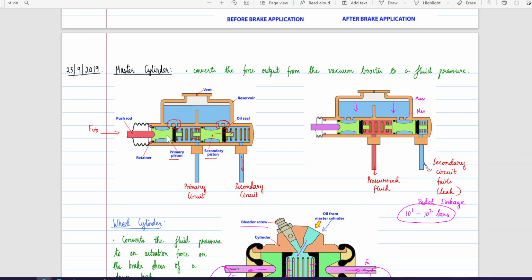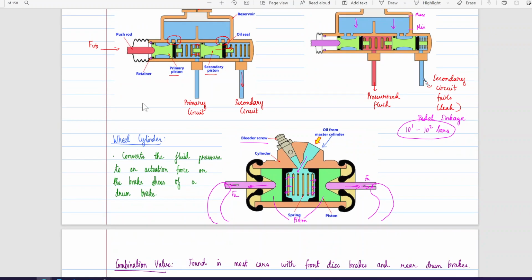So there are two pistons, primary piston and the secondary piston, which are separated by springs. And there is a reservoir which contains oil. So as we press in normal condition, the valves are closed and the fluid will not be flowing in. But when we press this, the pressurized fluid will flow through. Okay. So even if there is failure in my secondary circuit, my primary circuit will be pressurized and I will have some braking capability available.